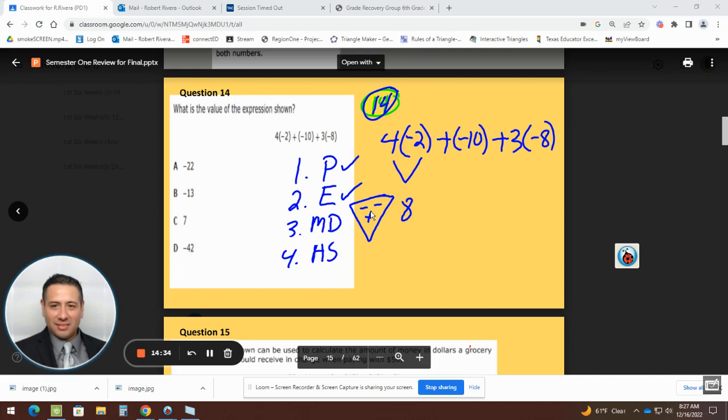And how do I use Dorito man? Real simple. I have a negative and a positive, so you circle those. Whatever you don't circle, that's what you keep. So this guy will be negative 8. Put them in parentheses so we can show that it's negative 8 and not a minus symbol.